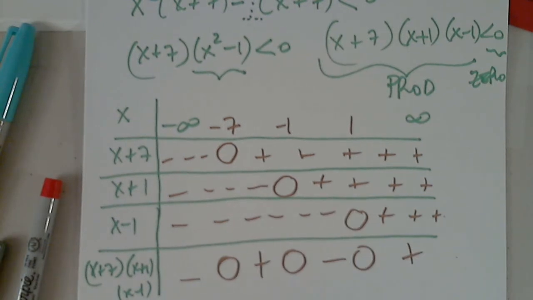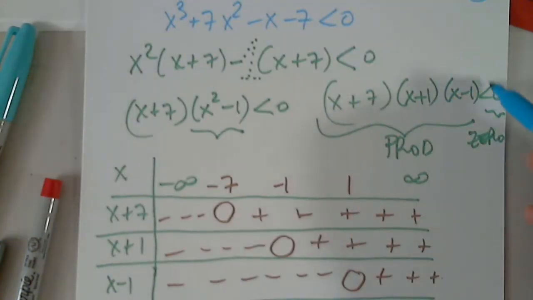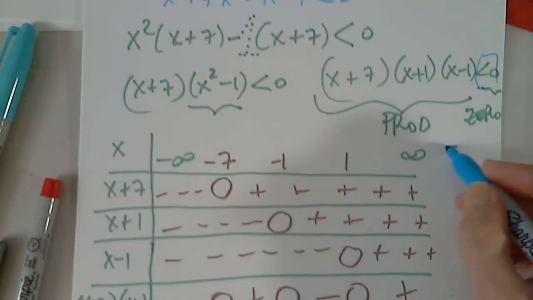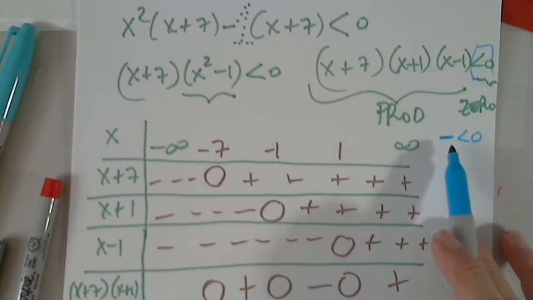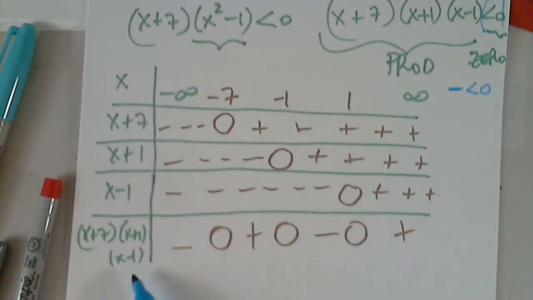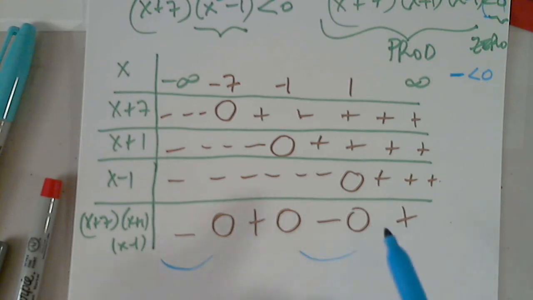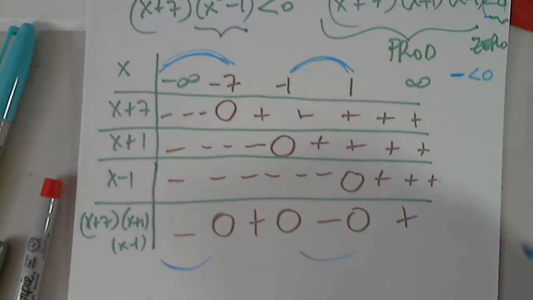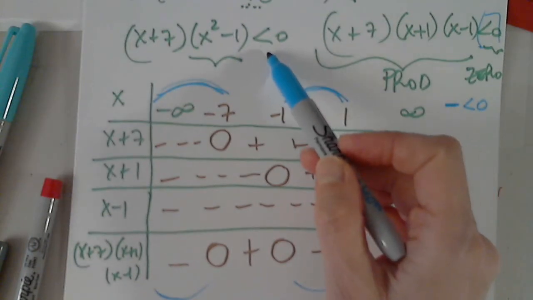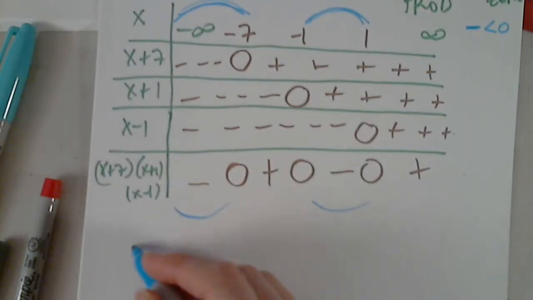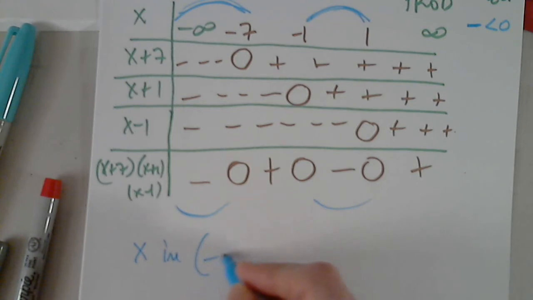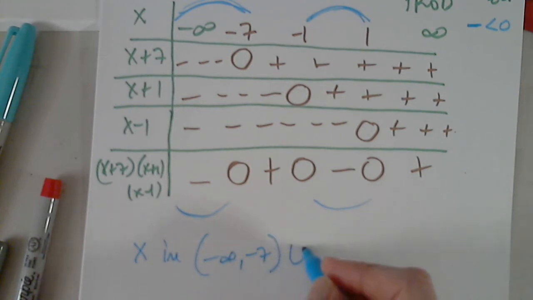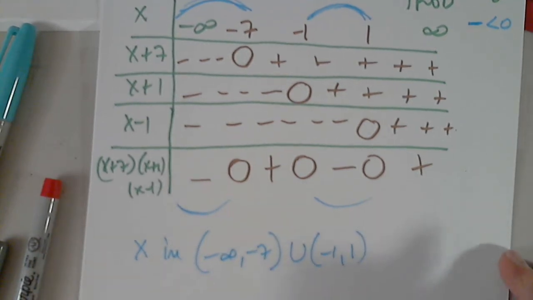At this point, I look at the sign. Only now this makes sense. Oh, I have to choose negative because only negative is less than 0. Is this ever negative? Yes. For which x values? Do I include the 0? No. There is no equal symbol. So then x is in the interval -∞, -7, union -1, 1.